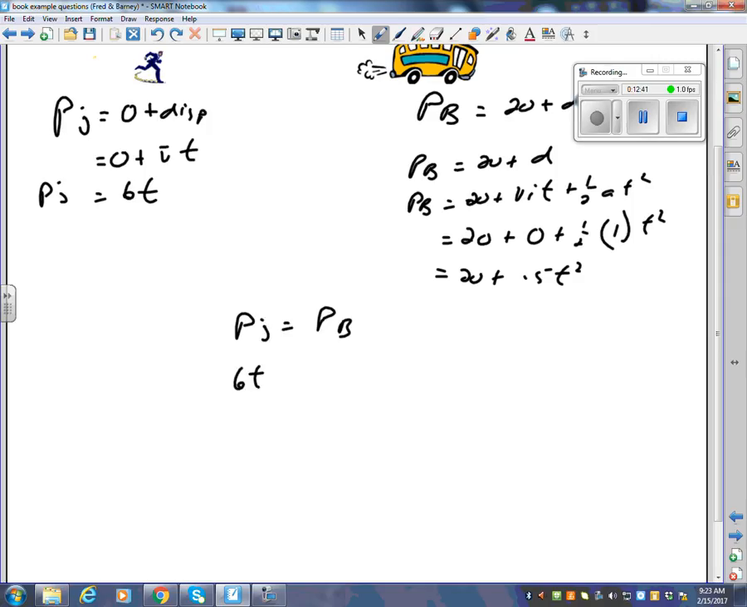6t is equal to 20 plus 0.5t squared. Am I going too fast? Am I too far ahead? Okay, so let's keep solving. Do you guys care which side the t squared is on? Most people prefer the number in front of the t squared to be positive, just because. So let's go 0 equals 0.5t squared plus 20t.